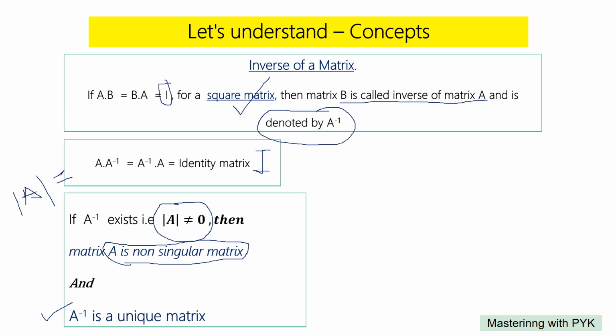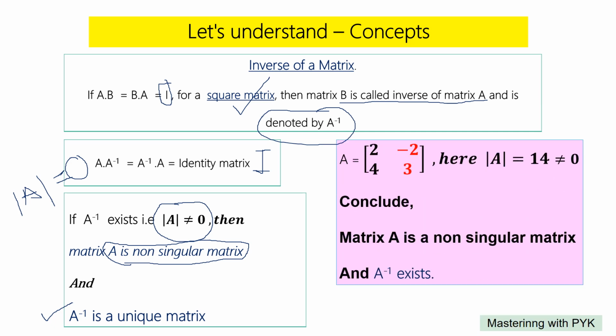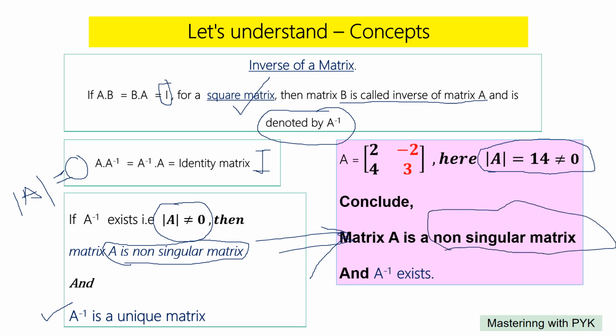This will be 0 if it does not exist. So this means there is a possibility of A inverse not existing, right? Now here, this is a matrix of order 2 by 2, and we have solved this previously. We found that the determinant is 14. It is not equal to 0. This means that A inverse exists and it is a non-singular matrix. The resultant would be that A inverse is a unique matrix.